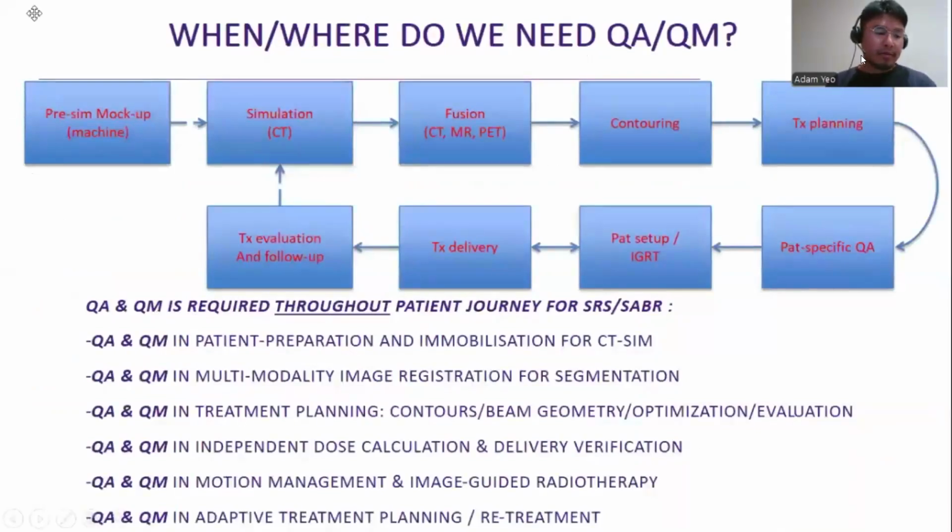So the main take-home message here is for our strategic quality assurance, I would rather say quality management principle, which is related throughout the patient journey. It starts from pre-simulation, the motion management on the mock-up scenario, and the CT simulation and fusion contouring, and treatment planning, and patient-specific QA, and patient setup and IGRT, also treatment delivery and the follow-up, and all this feedback loop for the retreatment and the follow-up scenario.